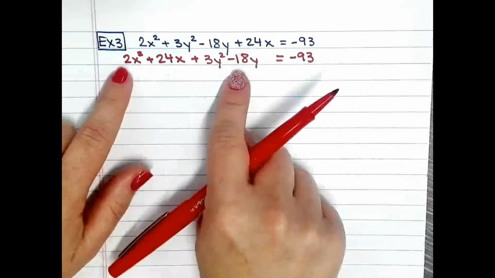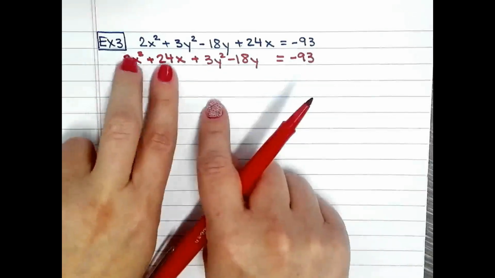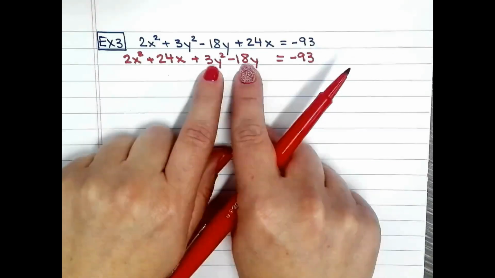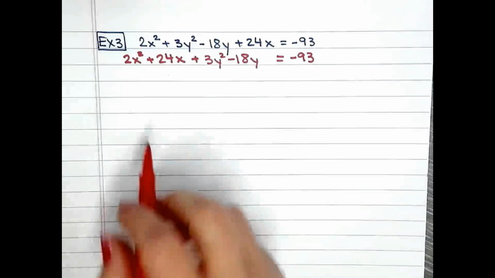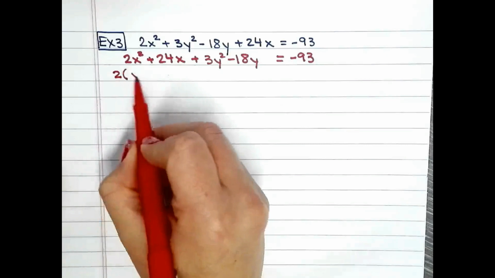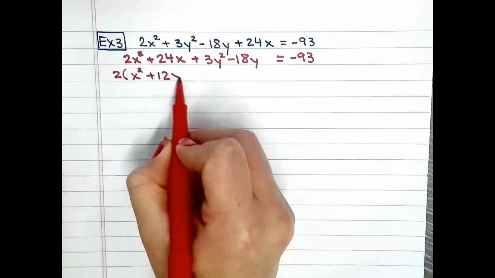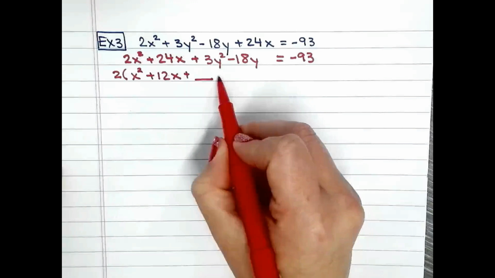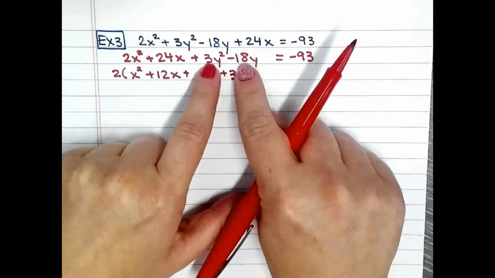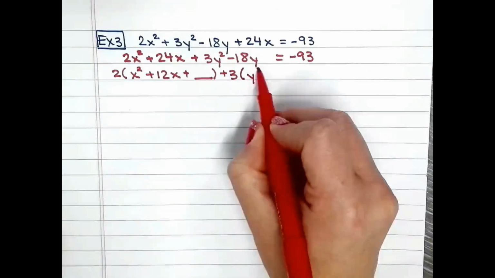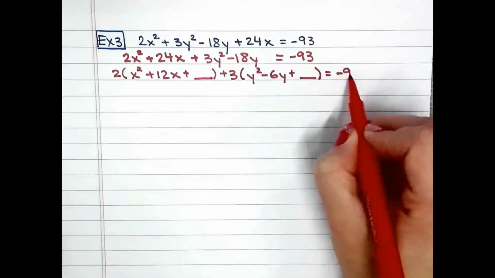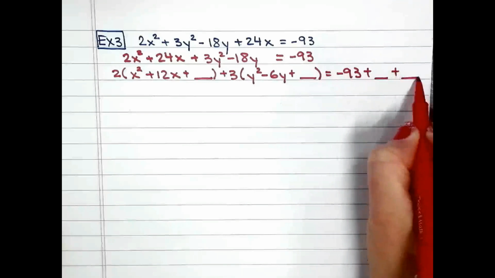Okay, so the next step, I will factor the 2 out of the x, and I will also factor the 3 out of the y, and I will complete the square all at that same step. So I'm factoring the 2 out right here. So 2 x squared plus 12 x plus blank, plus 3. So I'm factoring 3 out between 3 and negative 18. So I have y squared minus 6 y, complete the square, equals negative 93 plus blank plus blank.